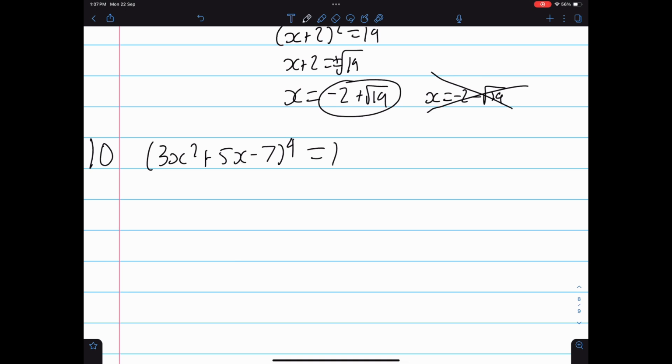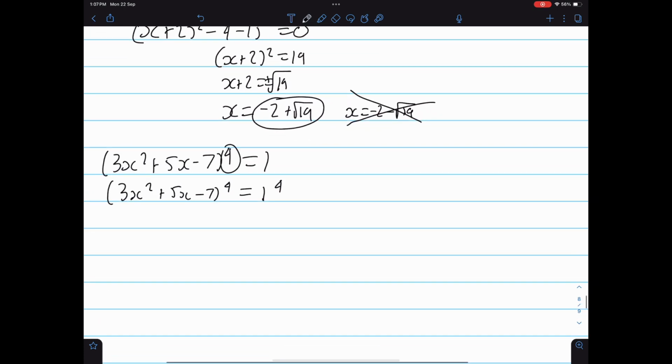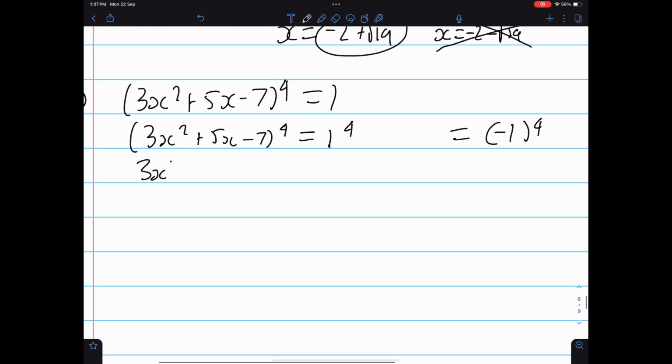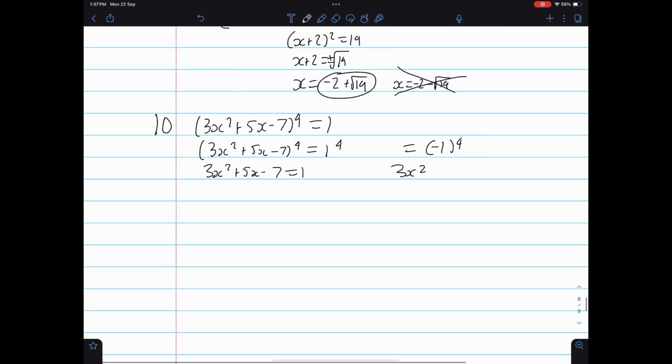And remember how this could be telling you that this could be saying this. So let's try that. But remember that because we've got even powers here, this can also be equal to -1 all to the power of 4. So we need to do the two cases. Equals 1, or 3x squared plus 5x minus 7 equals -1.